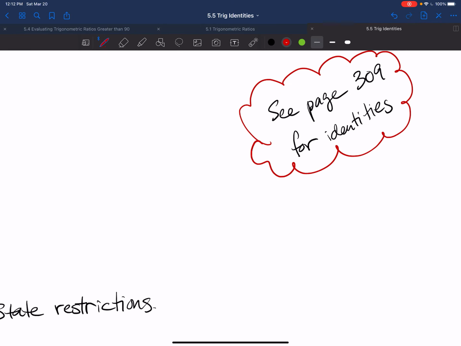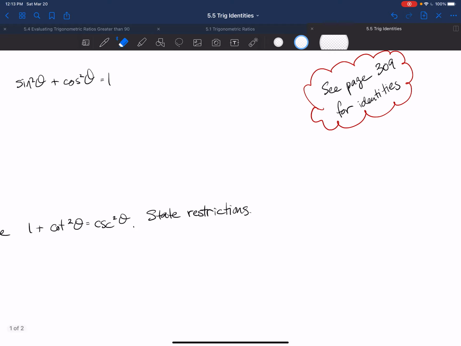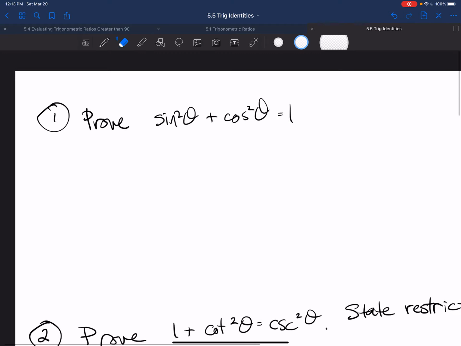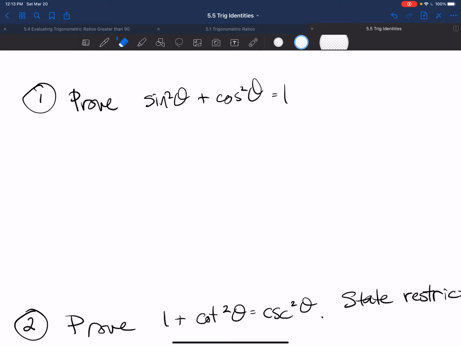In your textbook, page 309, you can look at those identities as a reference. So it'll make sense in a little while what I mean by what identities are. An identity is showing that one thing is equal to another. We're proving that this is true. They're telling me that sine squared theta plus cos squared theta is equal to 1, and I need to prove that it is true. I can't say that it's not true. They're telling me it is, and I need to prove that it is true.